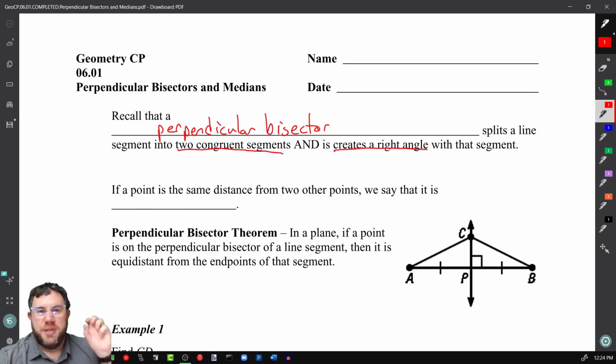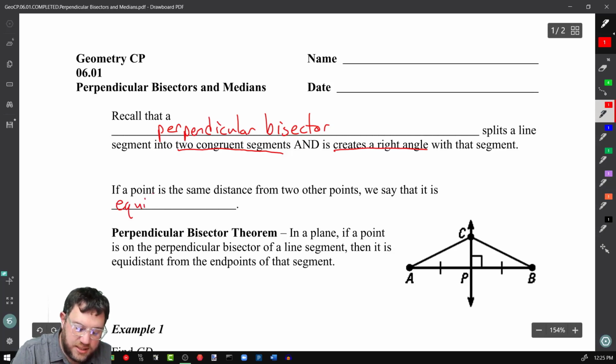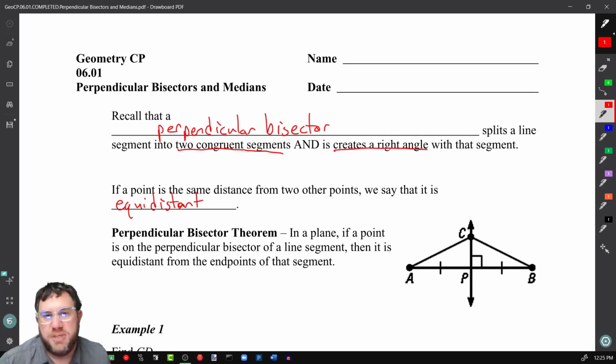So the perpendicular part says we create a right angle, and the bisector part says we split it into two congruent segments. If a point is the same distance from two other points, it's just a vocabulary word, we say it is equidistant. So if you see the word equidistant, it's exactly what it sounds like it should be, equal distance. It's the same distance from both things. Not necessarily right in the middle, but it's the same distance from both.